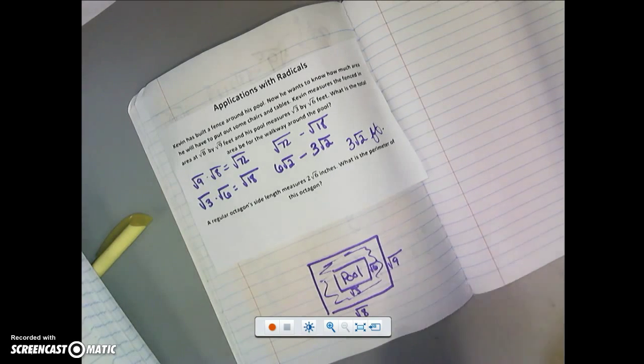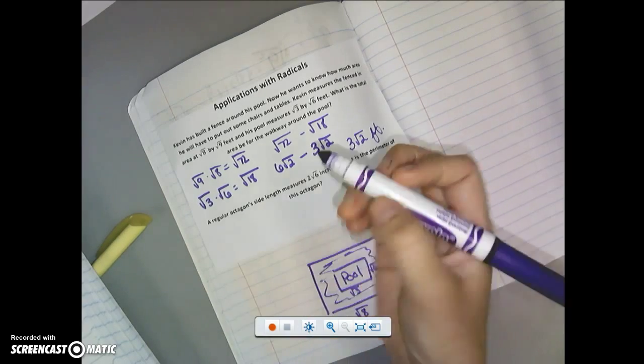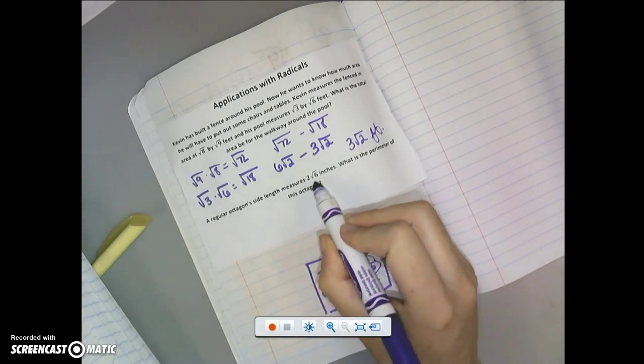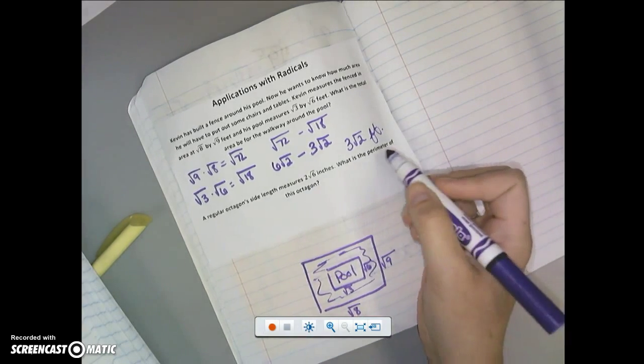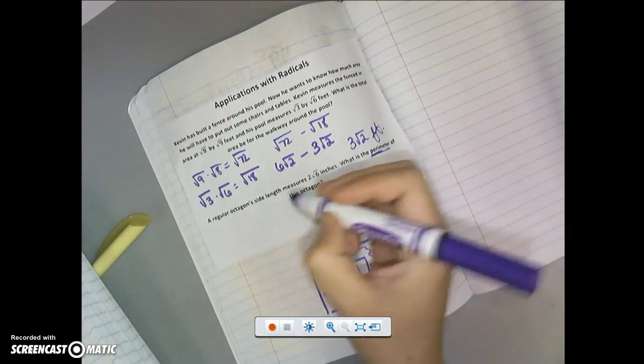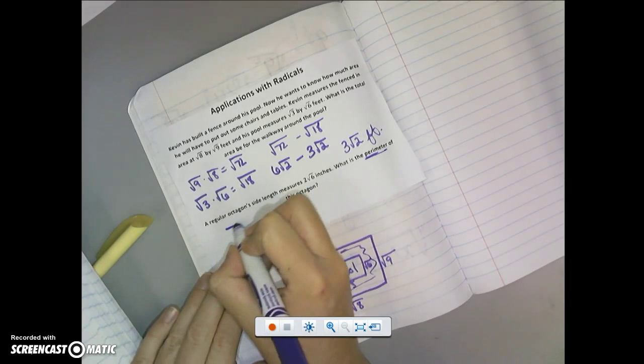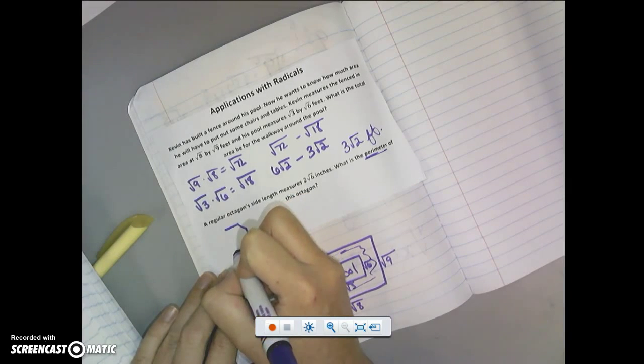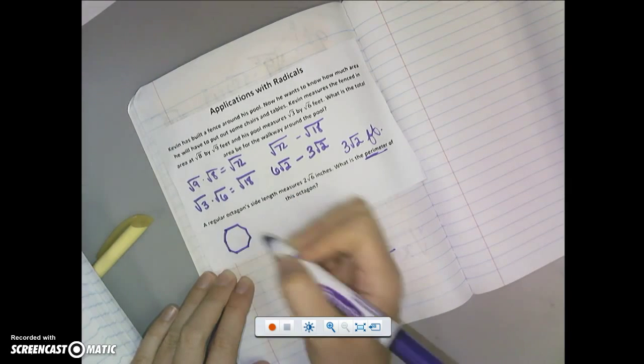All right, now the next part. A regular octagon side measures length of 2 square root 6 inches. What is the perimeter of this octagon? Perimeter means the distance around the shape. Remember, an octagon looks like your stop sign. How many sides does an octagon have?